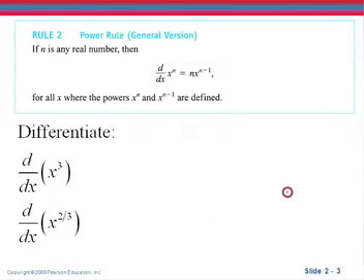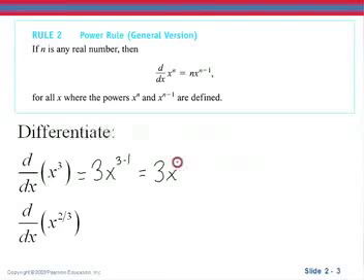Next we look at the power rule. If n is a real number and x is a variable, the derivative of x to the nth power is n times x to the n minus 1 power. What that means is we're going to take our exponent and it's going to become a coefficient, and then we're going to subtract 1 from the exponent. So if we take the derivative of x to the 3rd power, then we're going to make the 3 a coefficient, and we're going to subtract 1 from our exponent. Of course, 3 minus 1 would be 2. So the derivative of x cubed is 3x to the 2nd power.